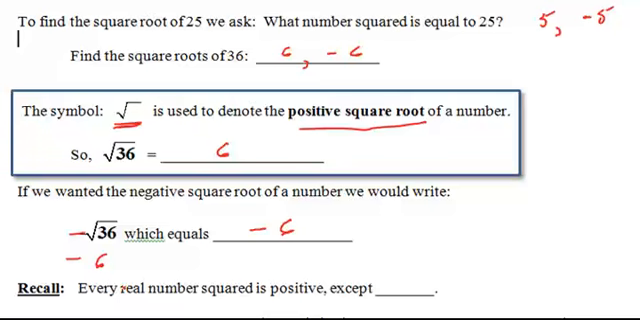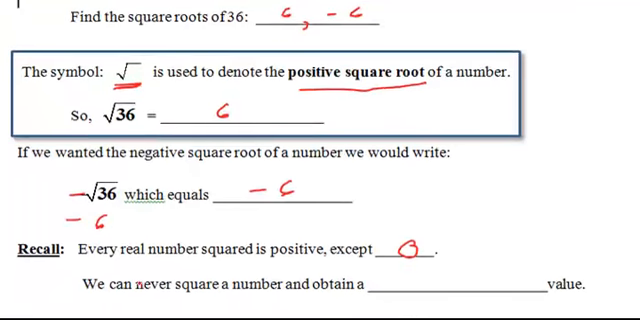Every real number squared is positive except 1. That will be 0. 0 squared is just 0. So we can never square a number and wind up with a negative value.